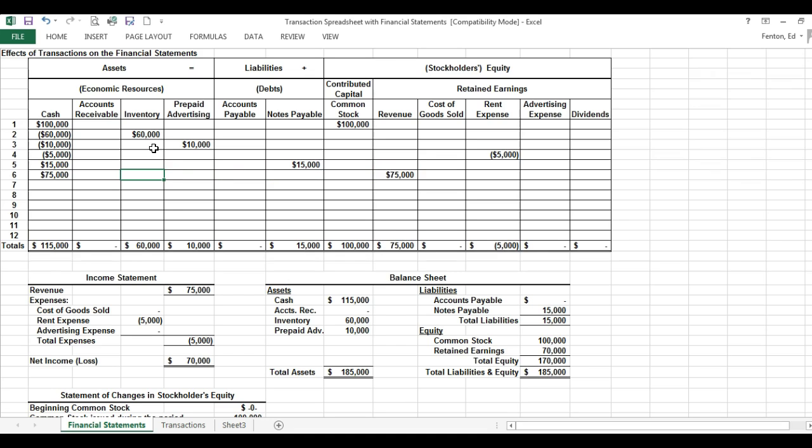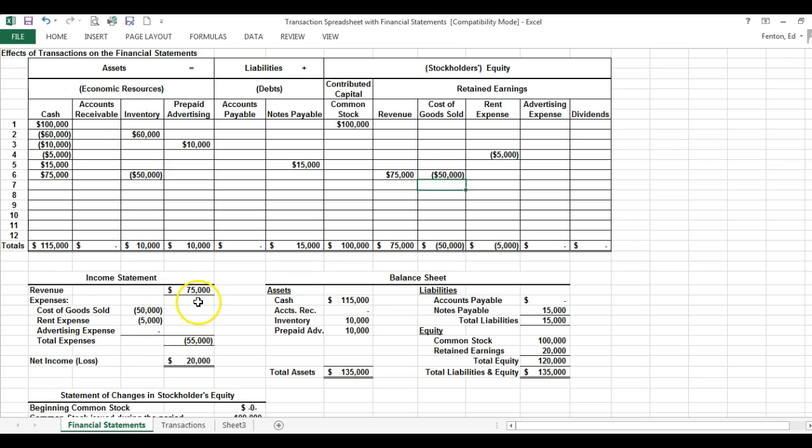But we did sell inventory. That inventory cost us $50,000, so we have to reduce inventory by $50,000. And then we show the cost of the inventory that we've sold in the cost of goods sold account. And we'll put this, because it is an expense, as a negative $50,000 also.